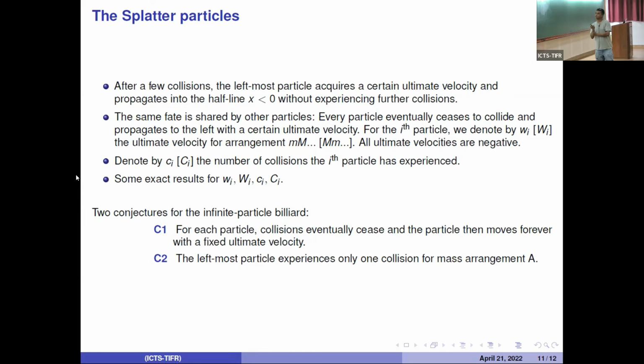And then we have two conjectures which look really obvious, but are very hard to prove, and at least we have not been able to prove them. One is the statement that the collision velocities eventually freeze. I had two arrangements: small m, capital M, small m, capital M, and capital M, small m. For the first arrangement, what we find is that the leftmost particle has only one collision. After that, it just goes with a constant velocity. Whatever initial conditions you choose, it has exactly one collision. This is again something we observe, and it seems kind of obvious, but it's very hard to prove. So we haven't proved this.